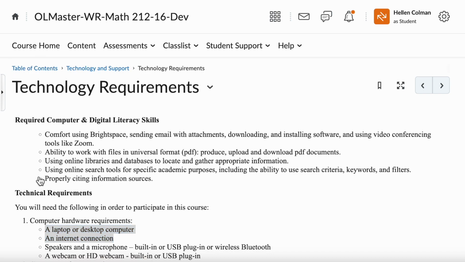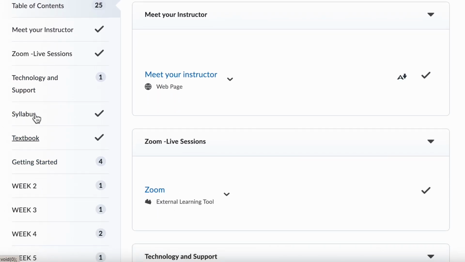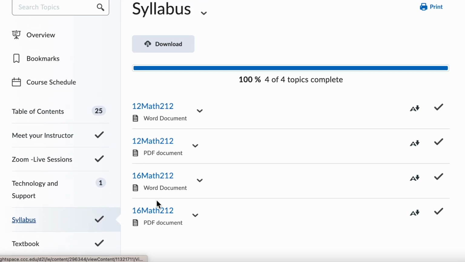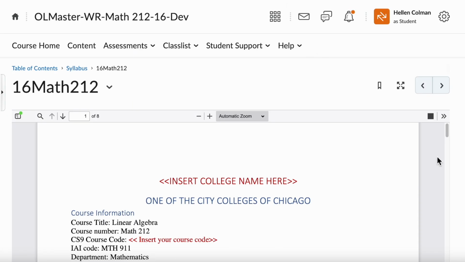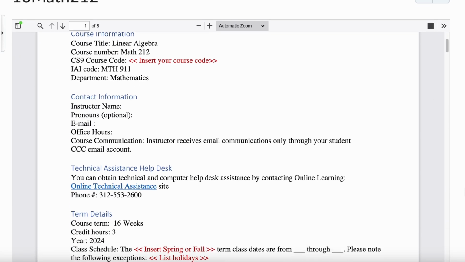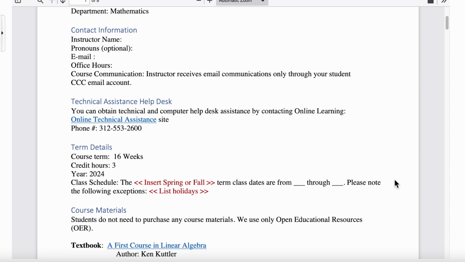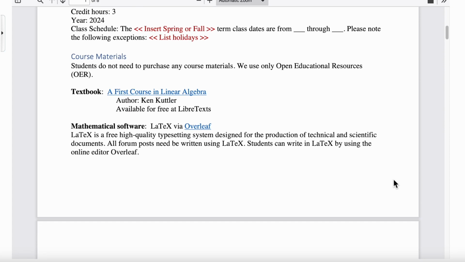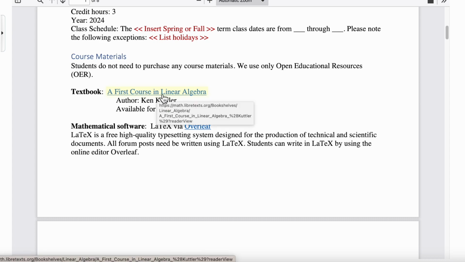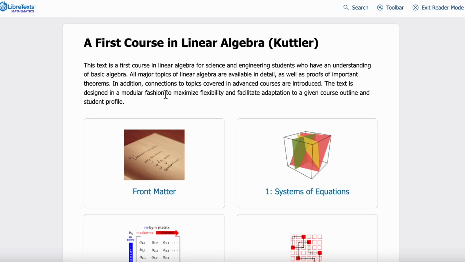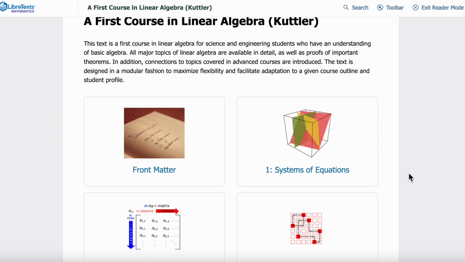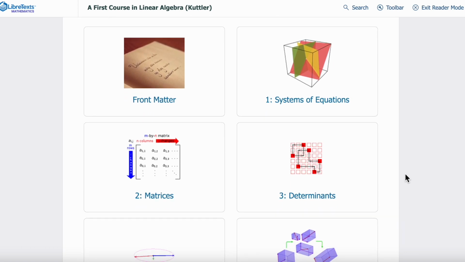So coming back to the navigation bar that we have here in the left, the next thing that we have here is the syllabus. So that's also an important document in this class. Be sure that you read the particular syllabus of your class. That should be here. The textbook of this class is this open source free textbook that you can just click here, and you'll obtain here. You can access directly the book, which is free and open source.